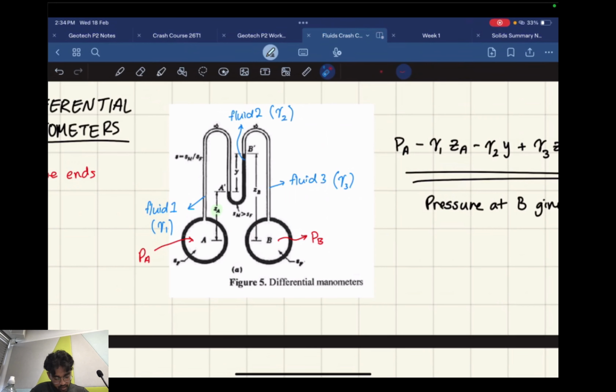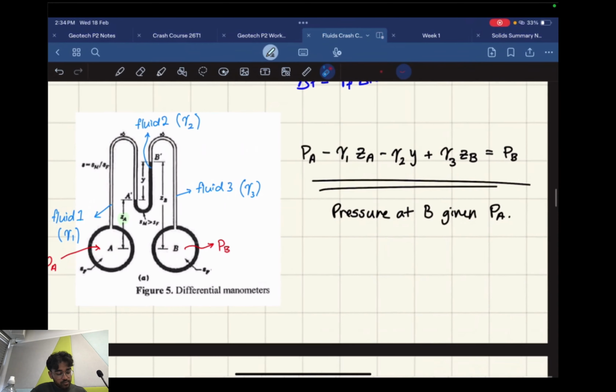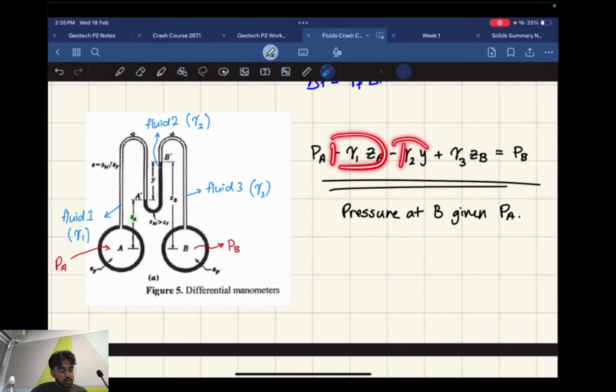So this fluid is going to cause a change in pressure. This fluid is going to cause a change in pressure. This fluid is going to cause a change in pressure. So when you get from point A to point B, there's 1, 2, 3 different changes in pressure, right? And the changes in pressure are denoted by these parts here. So I start from point A. I have a change in pressure 1, 2, 3. Add them together, and you get your pressure at B. Does that make sense? Yeah?